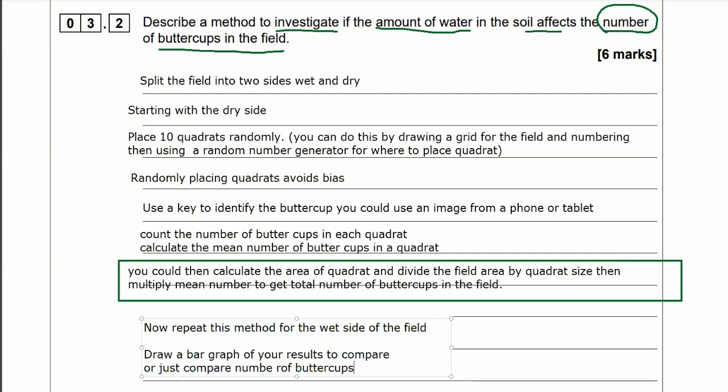Okay, let's move on to the next question, which is going to be 3.3. And we're possibly going to get into doing some data or graph drawings. Let's have a go.